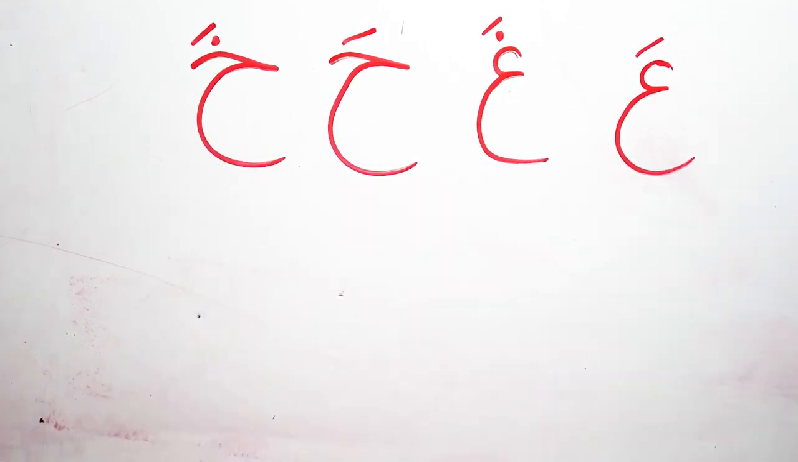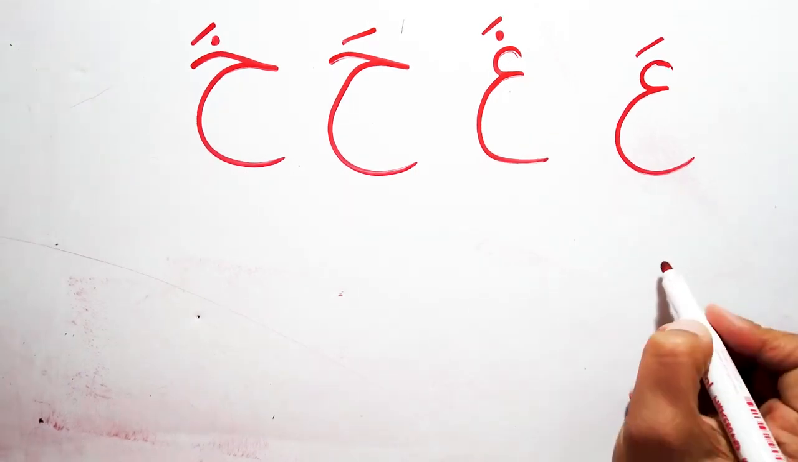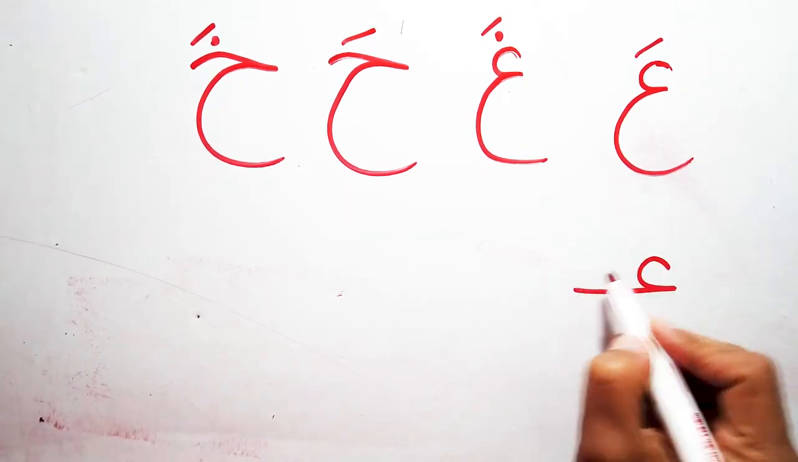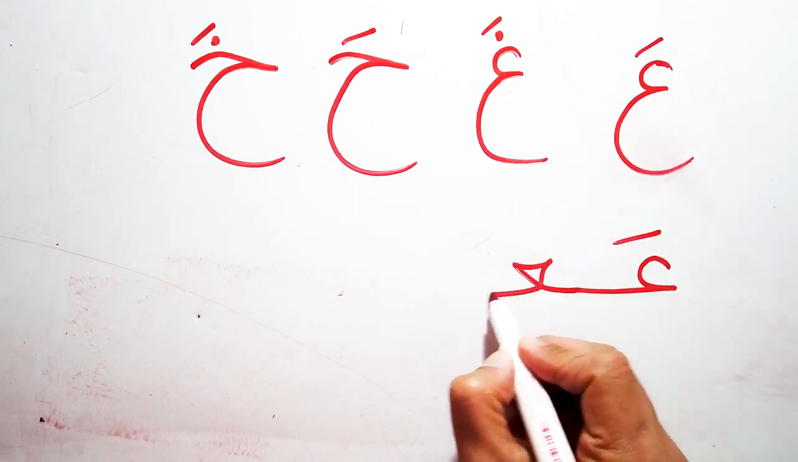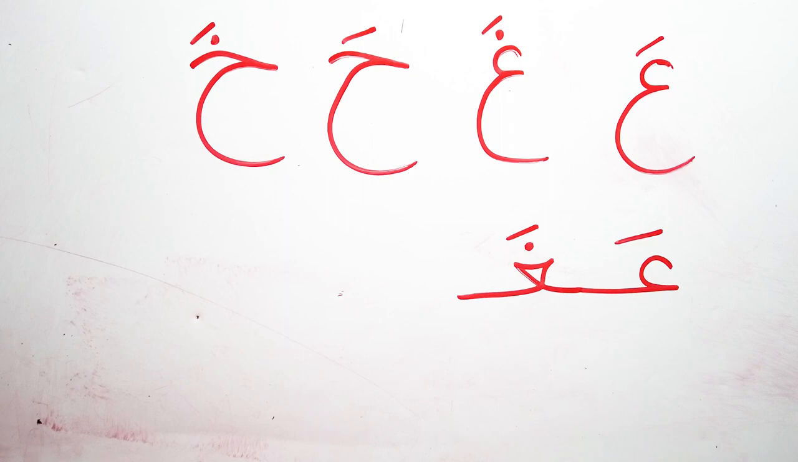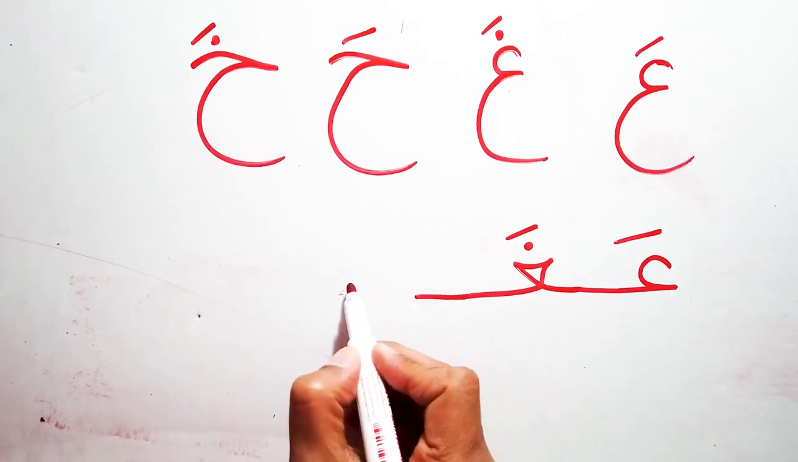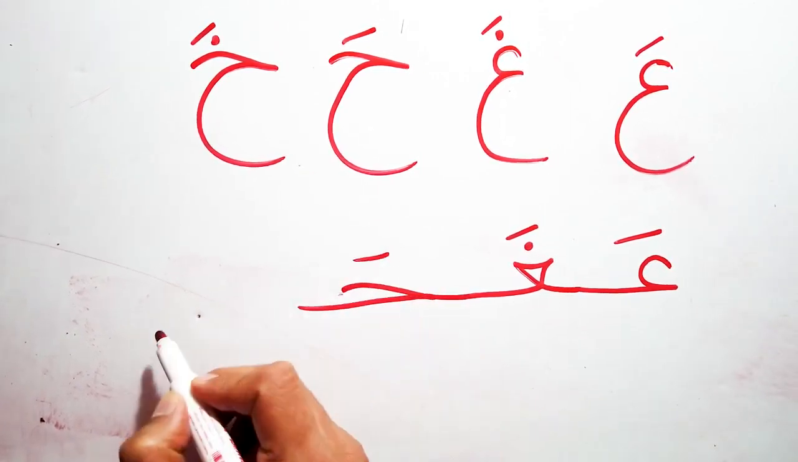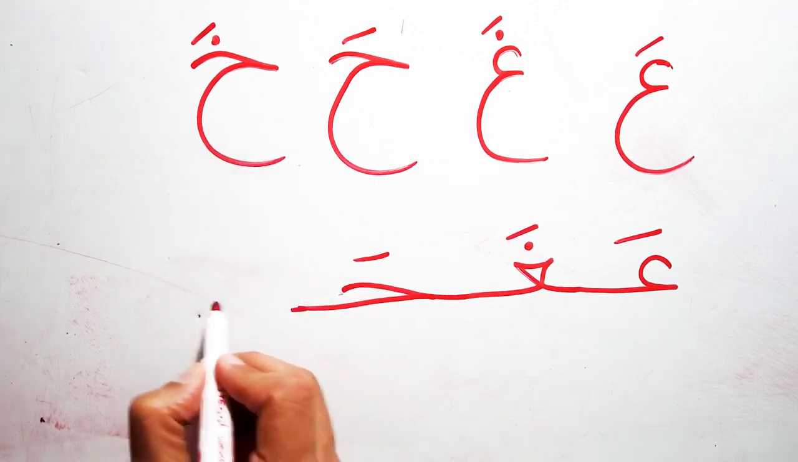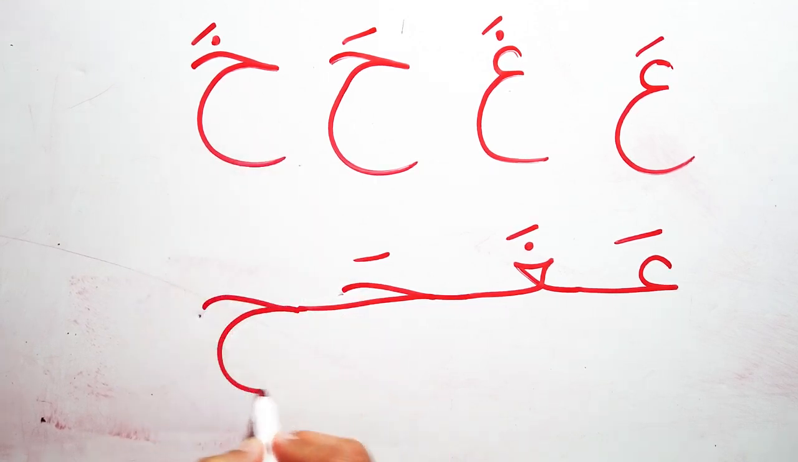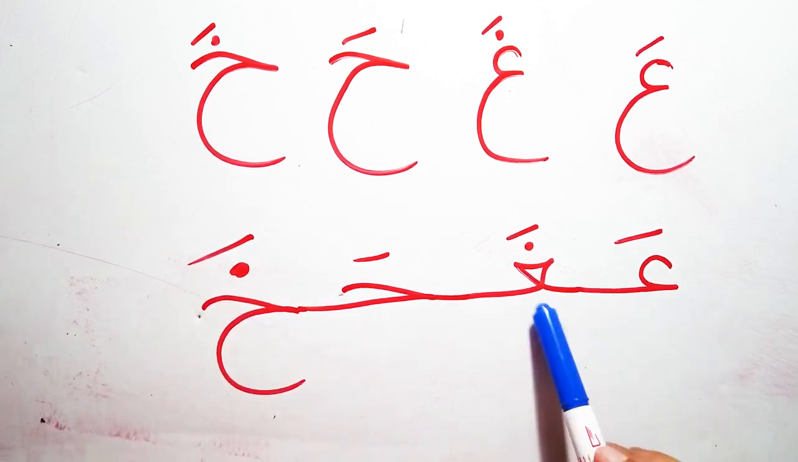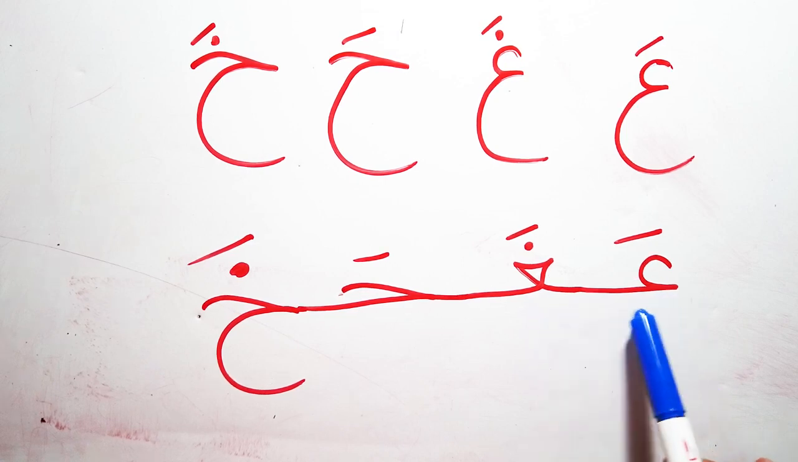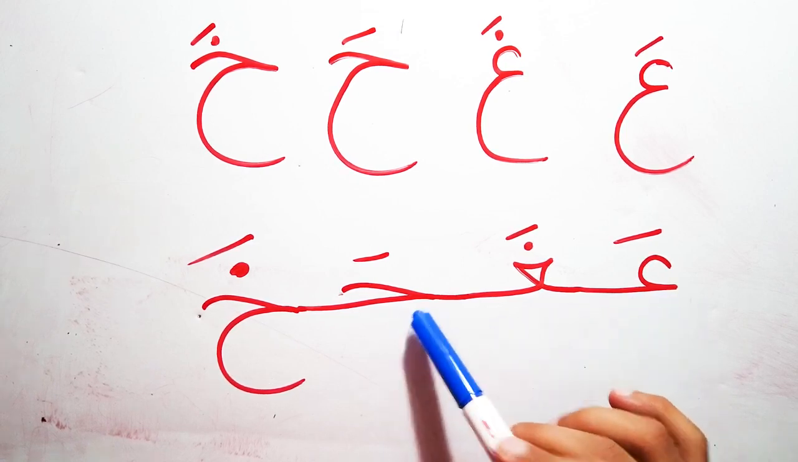Okay, let's connect all of them in one word. A in the beginning, like this. Let's add gha in the middle. Let's add ha in the middle. And finally, let's add kha. Like this. Let's read. A, gha, ha, kha.